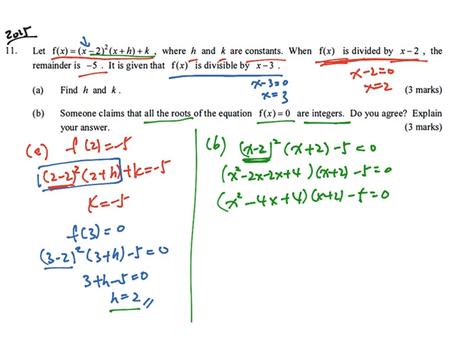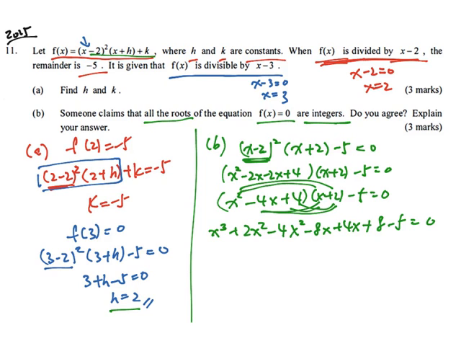And then we expand again. x cubed, 2x squared, minus 4x squared, minus 4x plus 4x plus x minus 5 equals 0. So we simplify: x cubed, then for these two it becomes -2x squared, and for these two -4x, finally plus 3 equals 0.